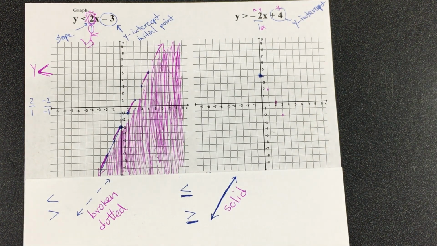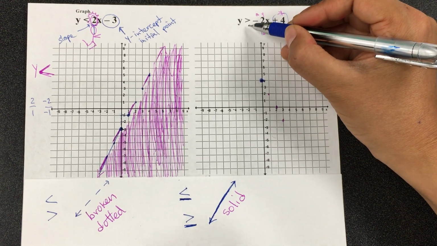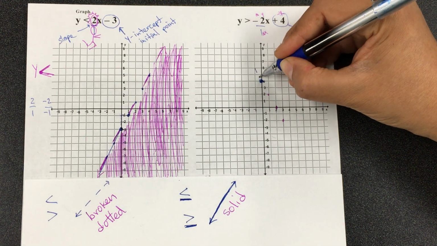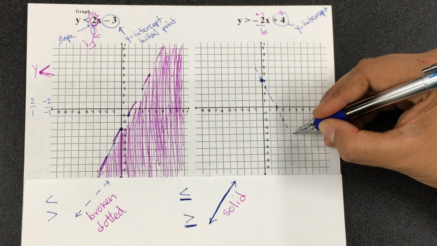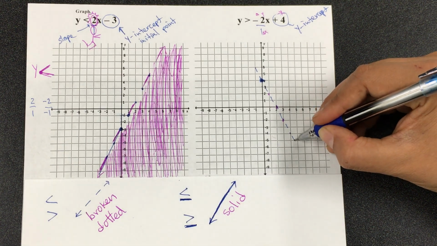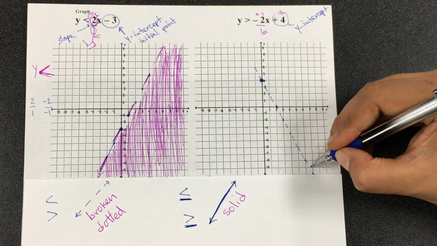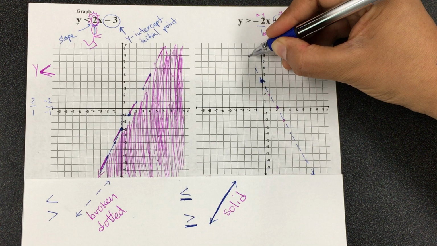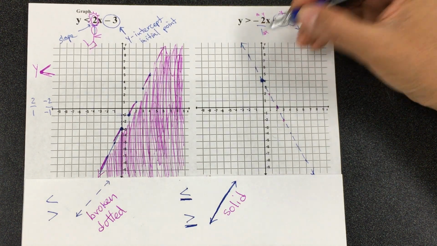Okay, and what kind of line am I going to have? Well, I don't have the equal sign in here, so it's going to be a broken line. See why it's important to have the slope? I know that it's going to go down here, and it's by 2, that's the slope, so I just follow the slope basically.